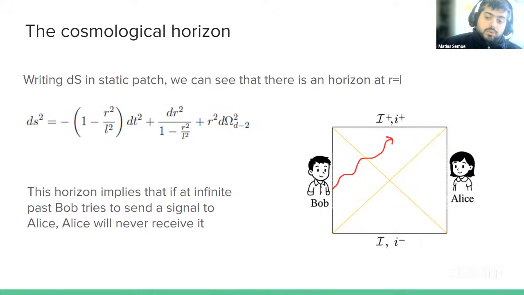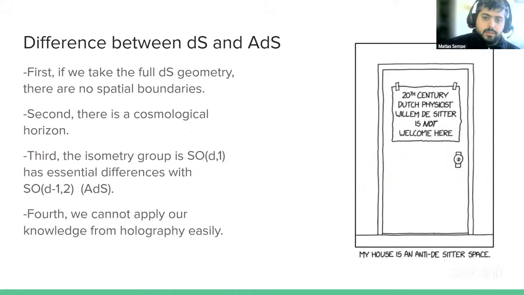Other people try to do holography thinking about the infinite past, what we call scri plus here, and infinite future. Scri plus for the future, scri minus for the past. So let's move on a little bit.